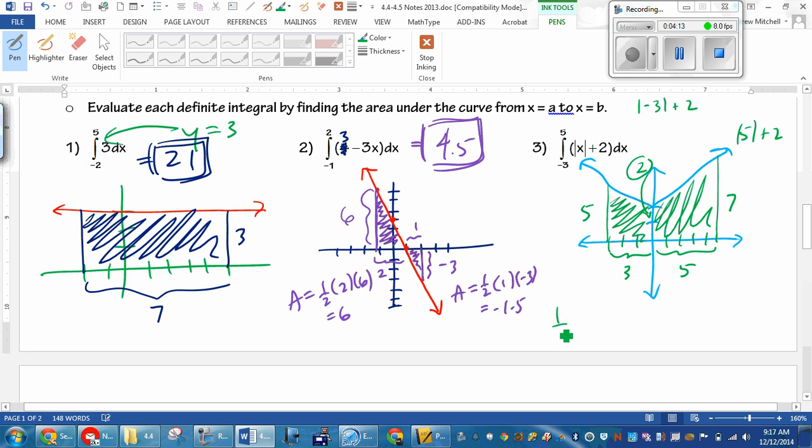So for our first trapezoid, we have 1/2 times 5 plus 2 times 3. That's 21/2. And our other one, we're going to have 1/2 times 2 plus 7 times 5. So we get 45 halves. If we add those up, we get 66 halves, or 33.